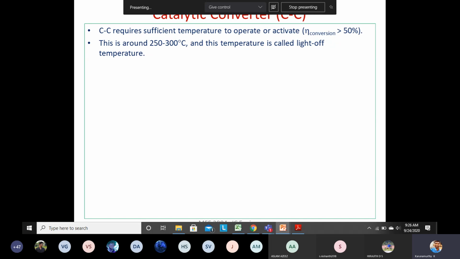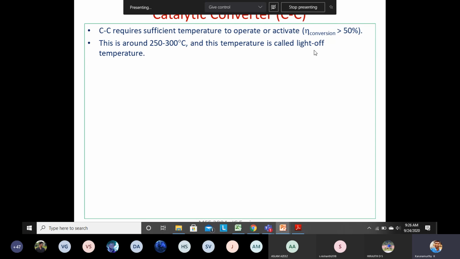If the catalytic converter is held at a temperature of 250 to 300 degrees C, then the conversion efficiency is going to be more than 50%. If the temperature is less, then the conversion efficiency is going to be less. That means we say that the catalytic converter is not performing well. So the temperature at which it performs well, or the conversion efficiency is more than 50%, that temperature we call the light-off temperature.